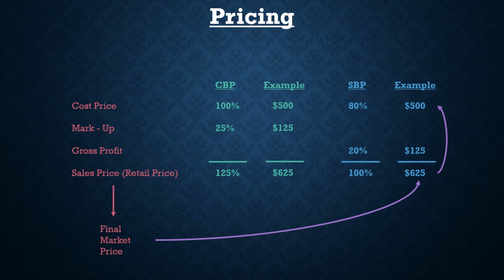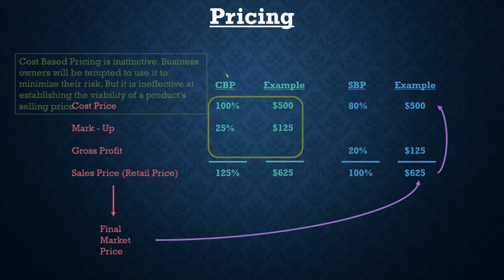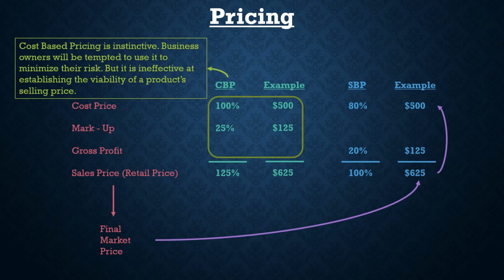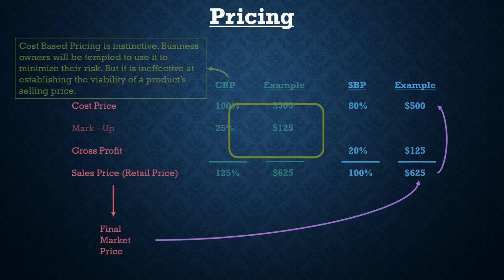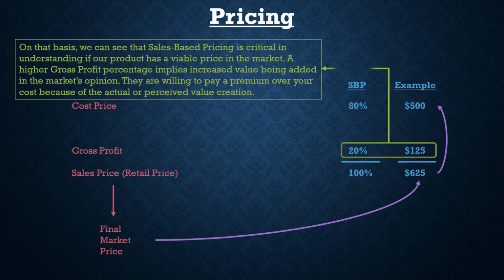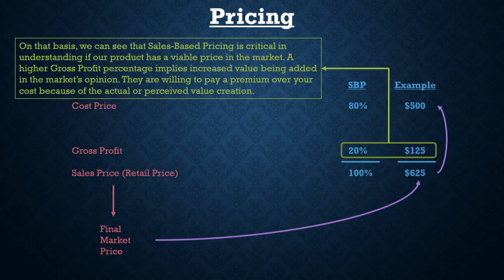Cost-based pricing is instinctive. Business owners will be tempted to use it to minimize their risk, but it is ineffective at establishing the viability of a product's selling price. On that basis, we can see that sales-based pricing is critical in understanding if our product has a viable price in the market. A higher gross profit percentage implies increased value being added in the market's opinion. They are willing to pay a premium over your cost because of the actual or perceived value creation.